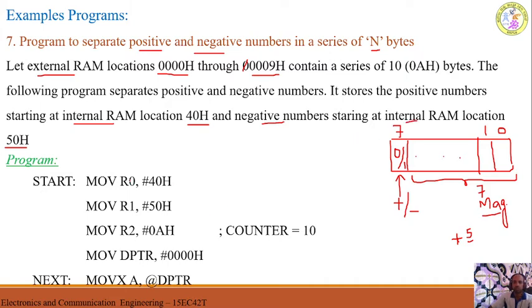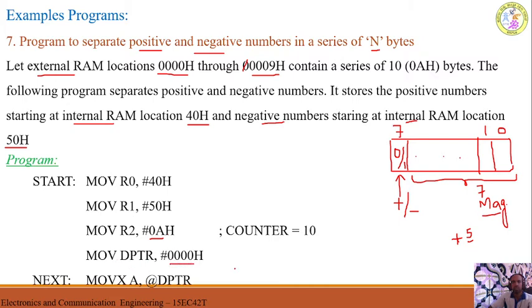Okay. Now MOV R0, #40H. This is the pointer to store the positive numbers. And 50H to R1. This is to store the negative numbers. And R2, 0AH. This is nothing but the total numbers that I want to check whether they are positive or negative. Then MOV DPTR, #0000H.